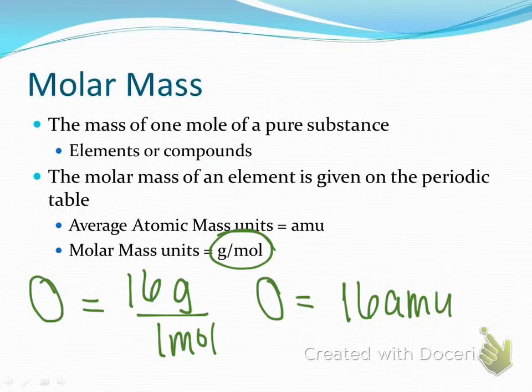One single atom of oxygen has a mass of 16 AMU, but a mole of oxygen, 6.02 times 10 to the 23rd atoms of oxygen, has a mass of 16 grams. Do we understand the difference between molar mass and average atomic mass? Average atomic mass is one single atom. Molar mass is one mole of those atoms, lots and lots and lots, and it's in grams per one mole. So our units are grams per mole.